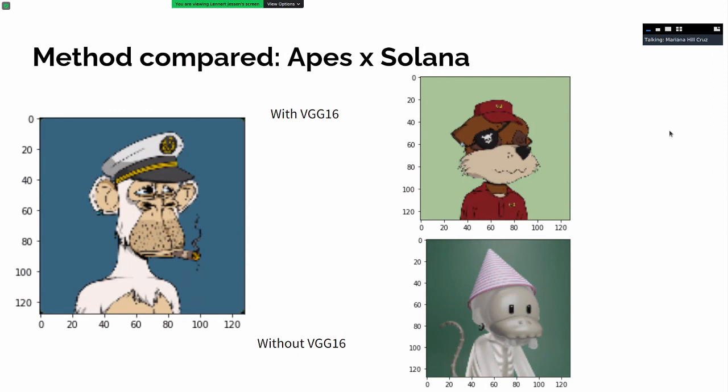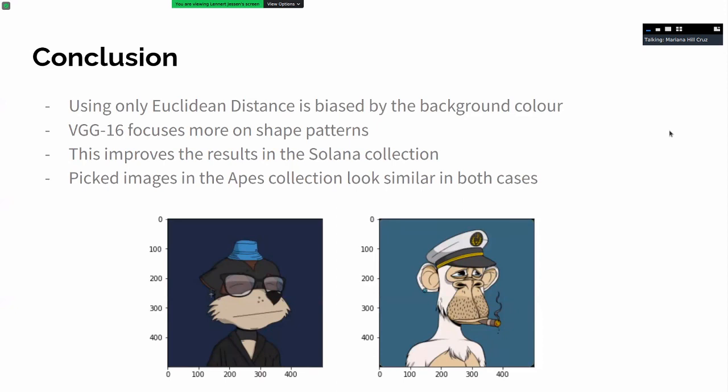Next one. So just to conclude, using only Euclidean distance is biased by the background color. And the VGG16 focuses more on the shapes and the things that are actually in the picture. So it improves the results in the Solana collection. In the apes collection, most of the pictures are similar, so both methods work okay, I would say. But for Solana apes comparison, we will need a bit more work.